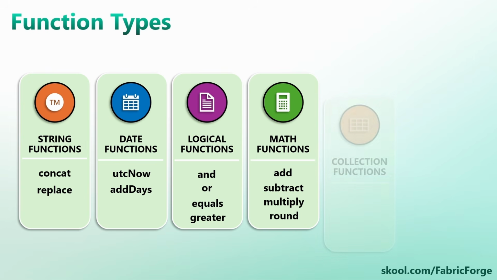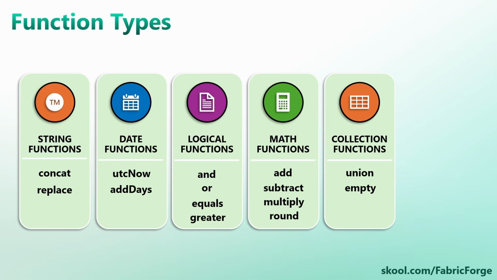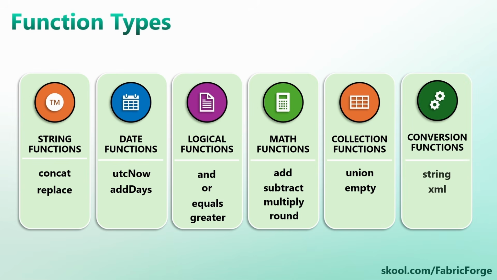Next, we have collection functions that are meant for manipulating arrays and objects. These functions are essential for handling complex data structures within pipelines. One example of these functions is the union function that can combine two arrays together. Another example could be the empty function that returns true if an array or object is empty and false if it is not.